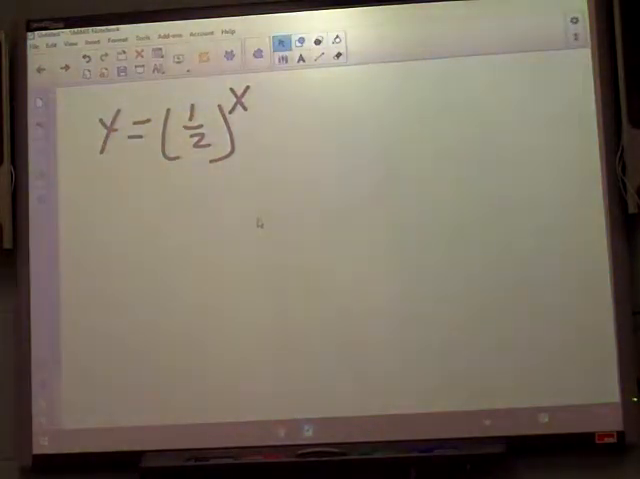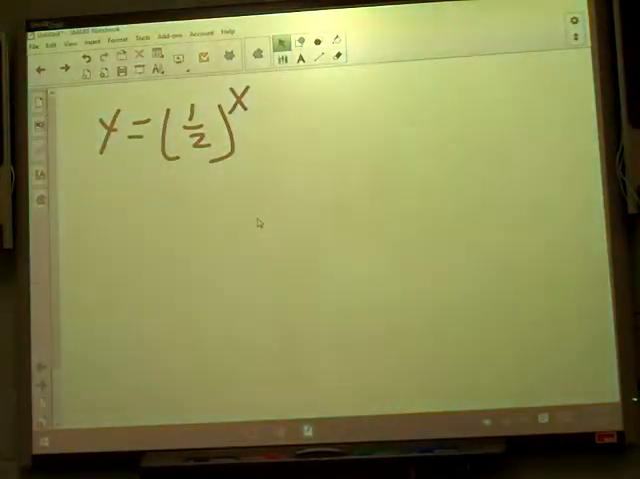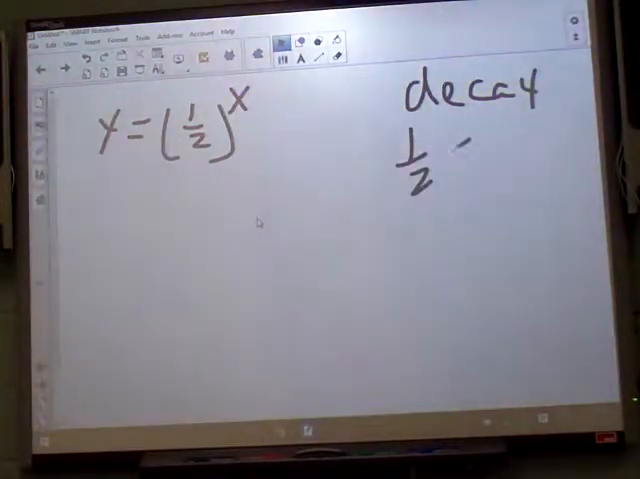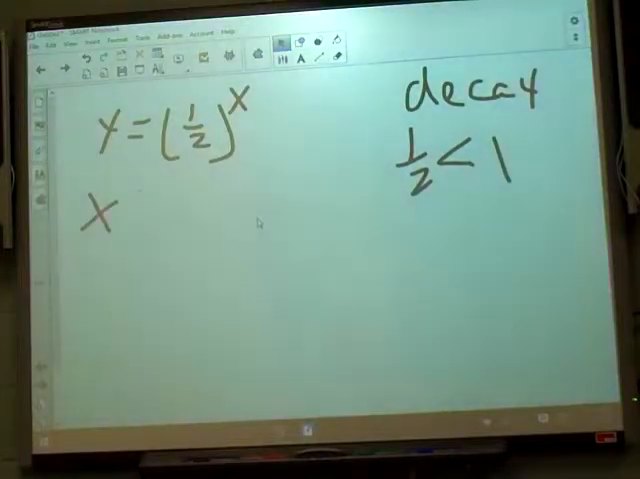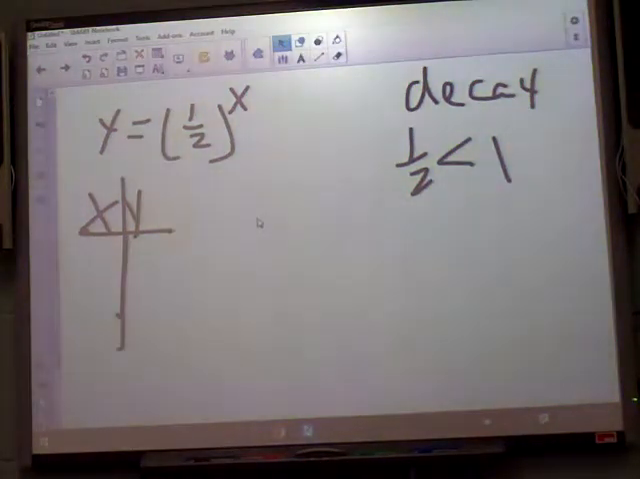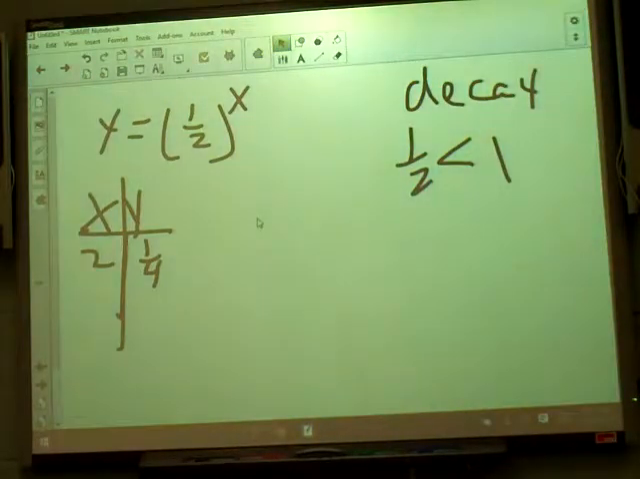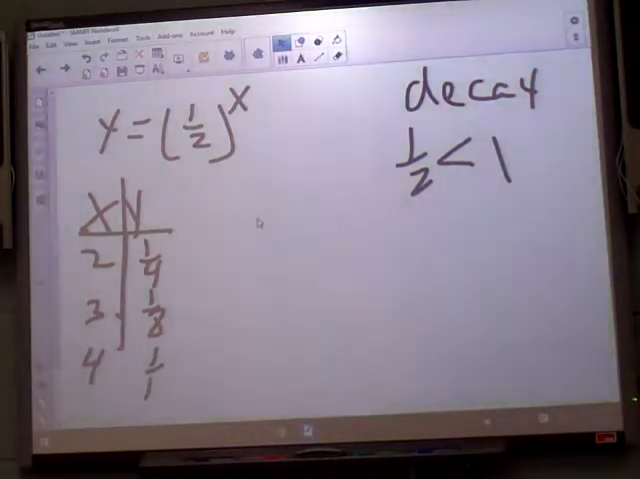Was it a growth or decay? Decay. We know that 1/2 is less than 1. The b was 1/2, so that makes it a decay. So I ought to expect this thing to be going downhill. Go to your table if you did it on your calculator. Give me some ordered pairs. 2 and 1/4, 3 and 1/8, 4 and 1/16. Those are getting smaller and smaller.